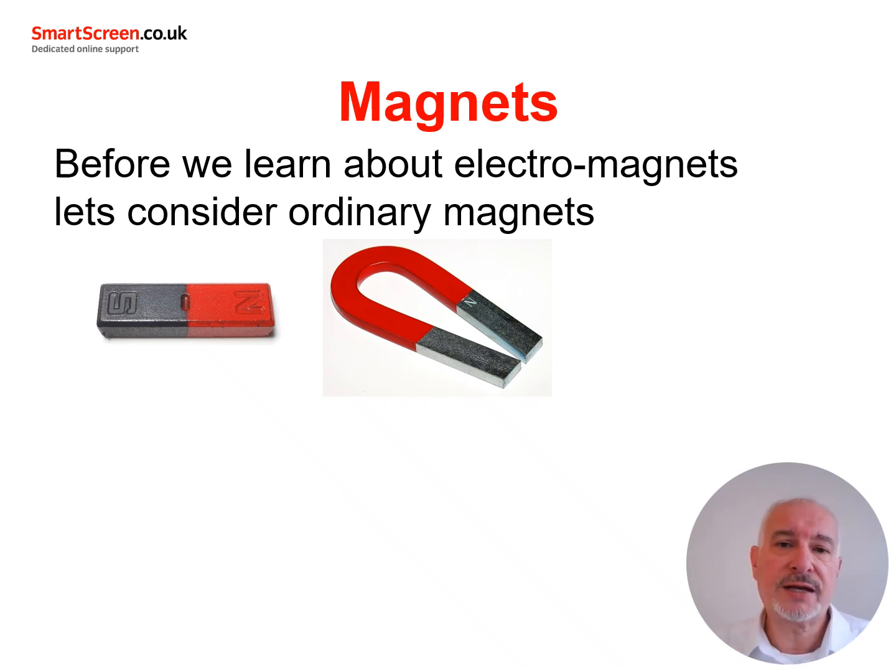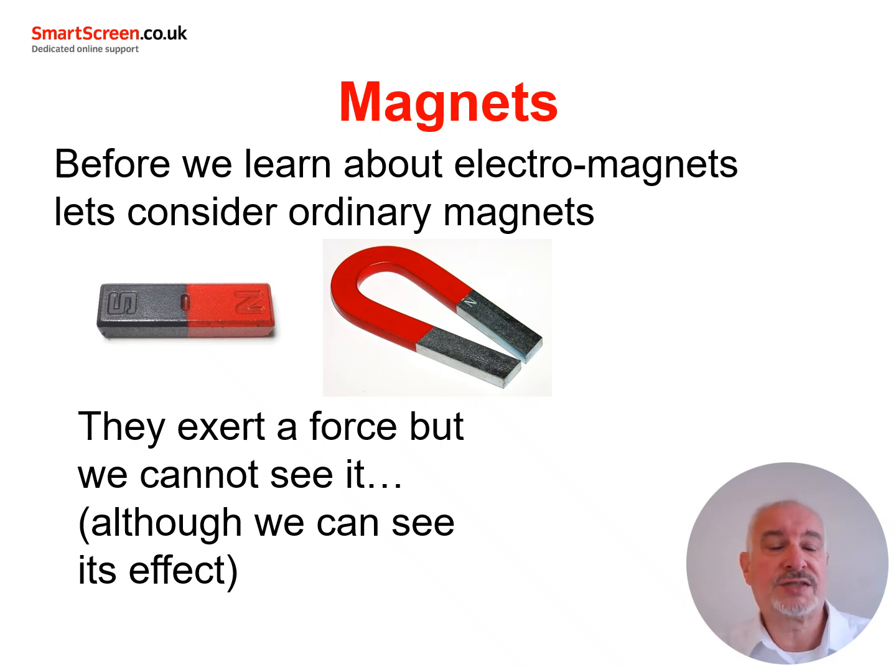Now we know that magnets exert a force and that force is invisible. We can't see the magnetic force. We call that force a magnetic field, but we can't see it. But we can see the effects of that magnetic field. For instance, if we put some little metal paper clips close to one of the magnets, we would see the paper clips move and be stuck to the magnet. So we can see the effect of the magnetic field even though we can't see that field itself.